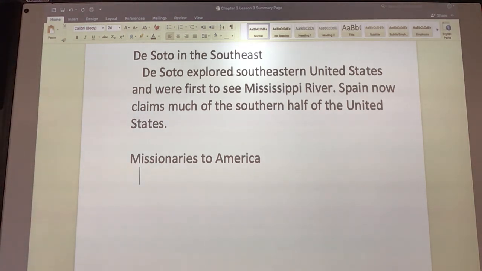Wait, so do we do missionaries to America and that's it? No, all of this goes. It's actually 133 to 134. So we do missionaries to America and religious reform. All of it, Penny, yes. Okay.